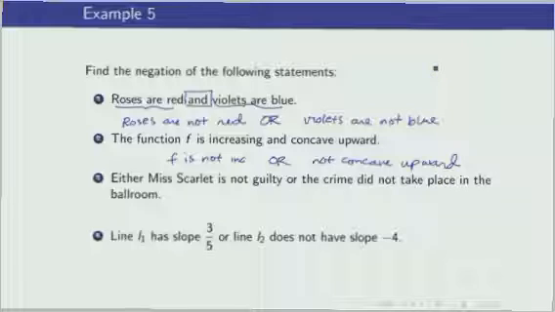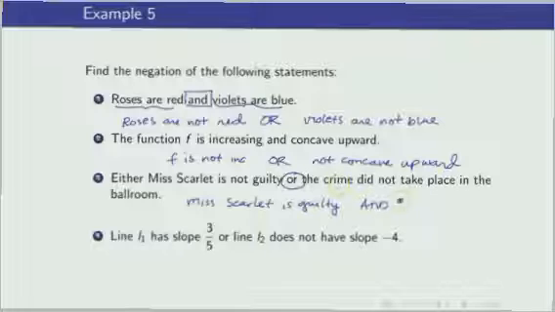Next, number 3. Either Miss Scarlett is not guilty or the crime did not take place in the ballroom. This is a disjunction connected by the word or, and here are your two components. Miss Scarlett is not guilty and the other component is the crime did not take place in the ballroom. So therefore, the negation of this statement is that Miss Scarlett is guilty, or becomes and, here the crime took place in the ballroom.